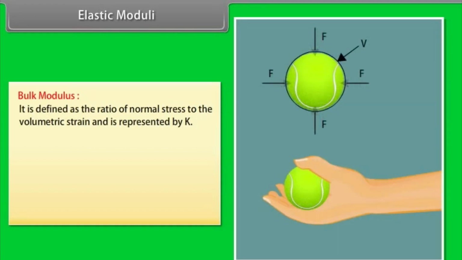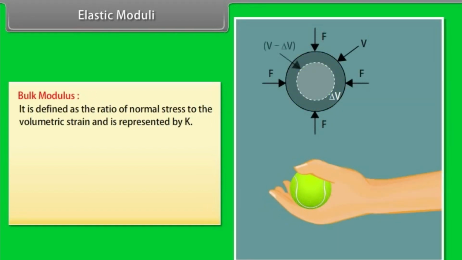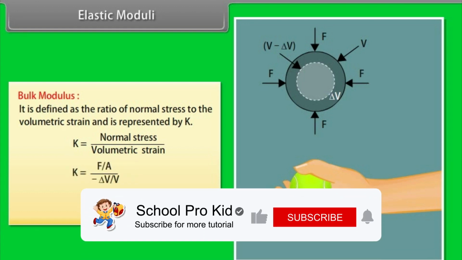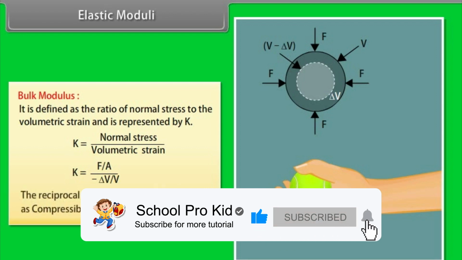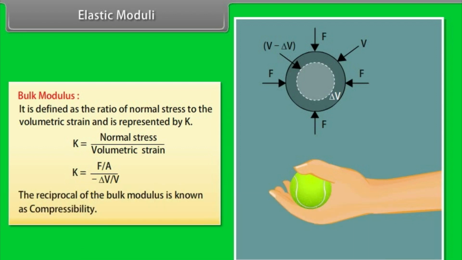Bulk modulus is defined as the ratio of normal stress to the volumetric strain and is represented by K. K is equal to normal stress upon volumetric strain, K is equal to F upon A divided by negative delta V upon V. The reciprocal of the bulk modulus is known as compressibility.